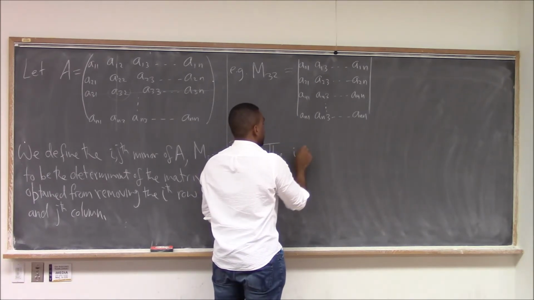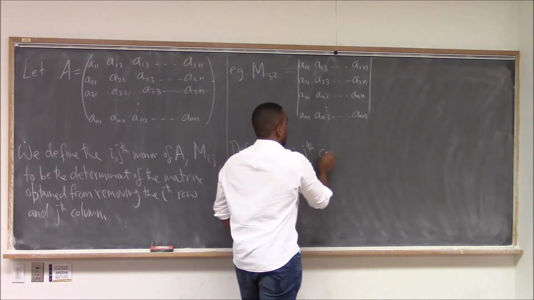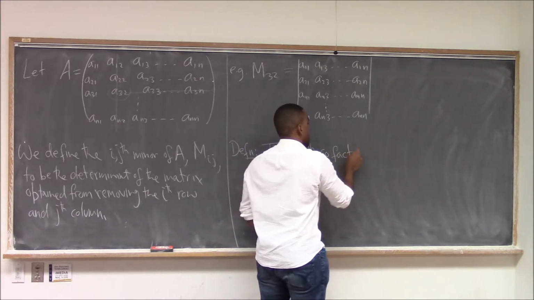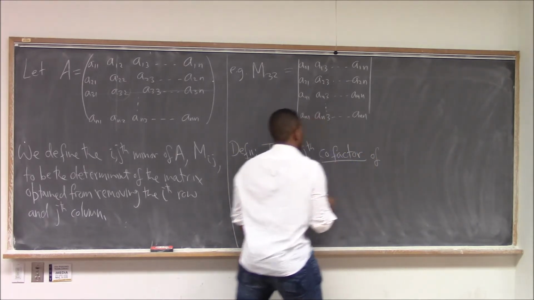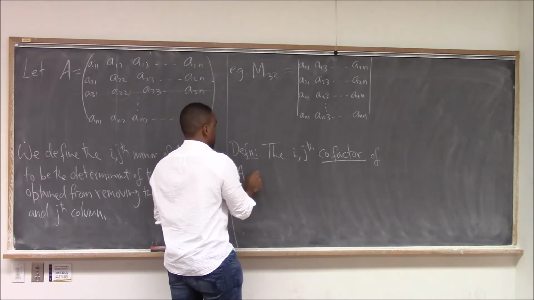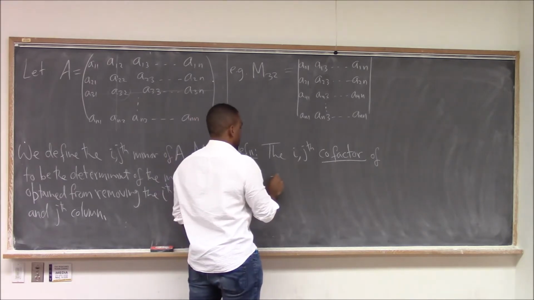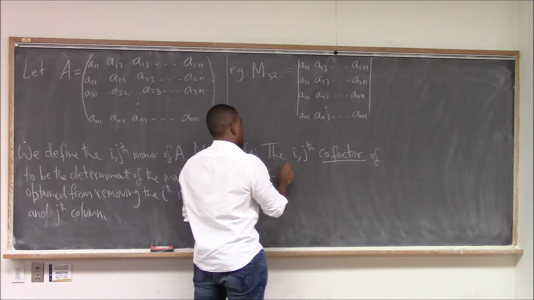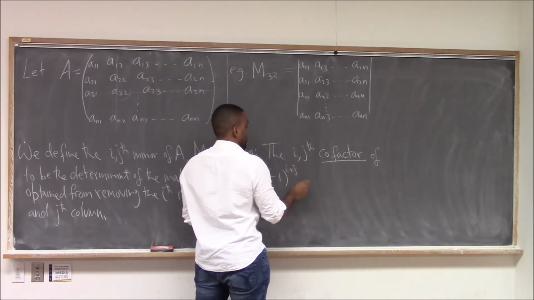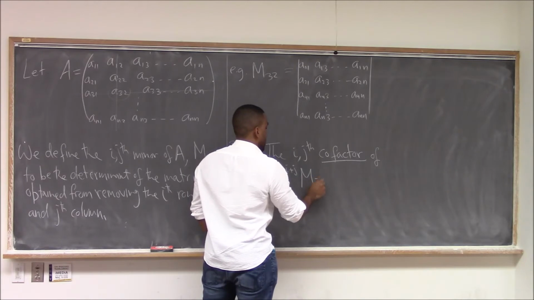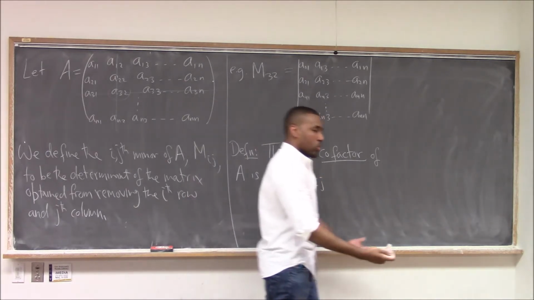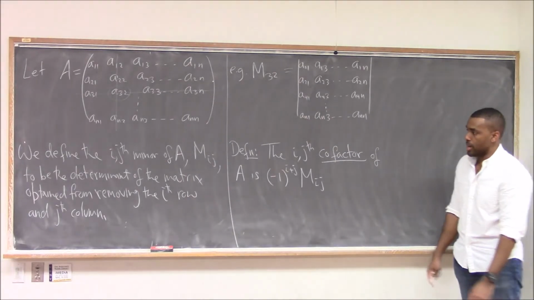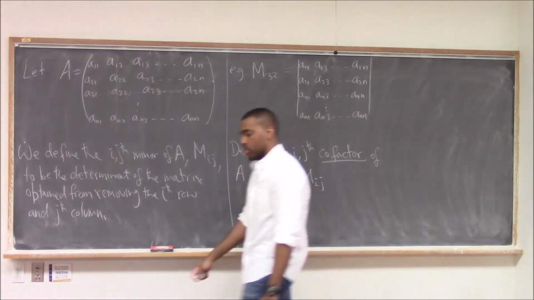The ij cofactor of A is -1 to the i plus j of Mij. So basically I go through, I can find all these minors, and I'm actually going to change the signs of these guys using this formula.